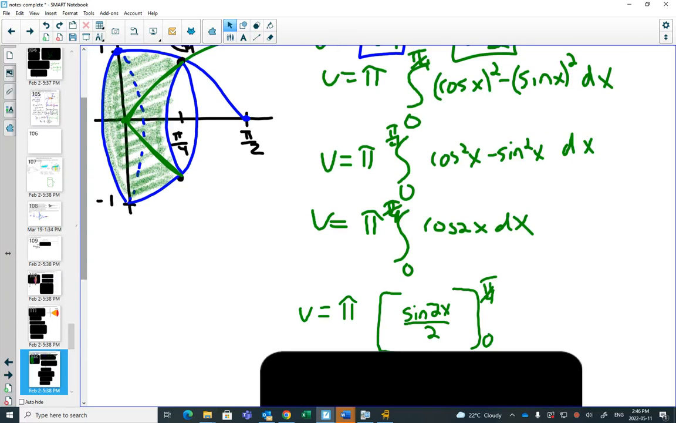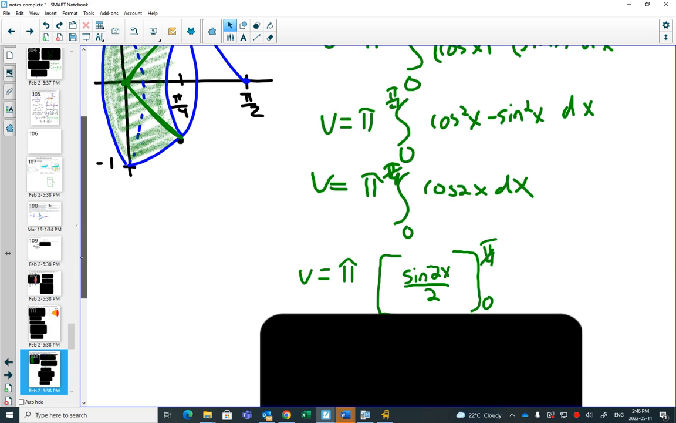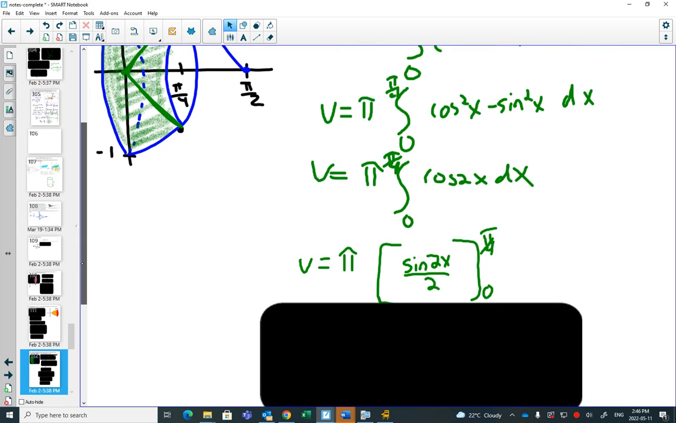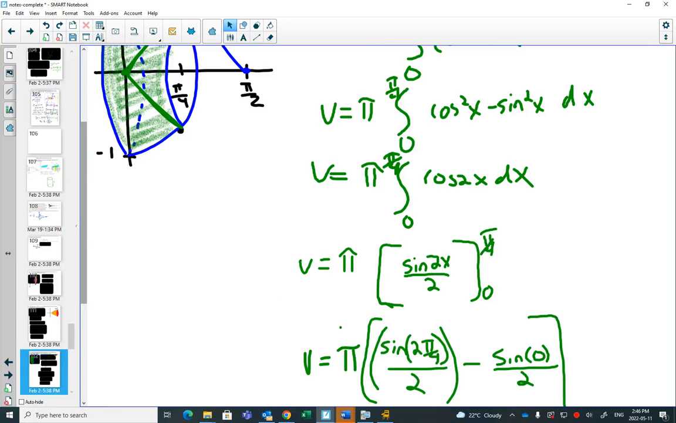So the integral of cos 2x is just sine 2x, and you'd have to divide by 2 because of the chain rule. Question is, do you need to know your pi plate, your unit circle for calculus? The answer is yes, because you get a question like this. You need to be able to calculate what is sine of pi over 2, what is sine of 0.